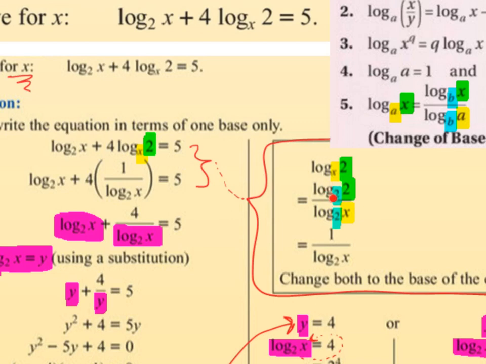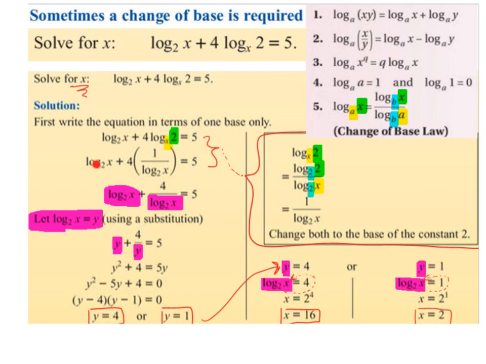Now, log base 2 of 2 becomes 1 from law number 4. And log base 2 of x just stays as log base 2 of x. So that's how this became this. Now don't forget the 4 in front with brackets. So we bring down the log base 2 of x, and multiplying in the 4, we basically just put the 4 on the numerator. So we have 4 over log base 2 of x is equal to 5.